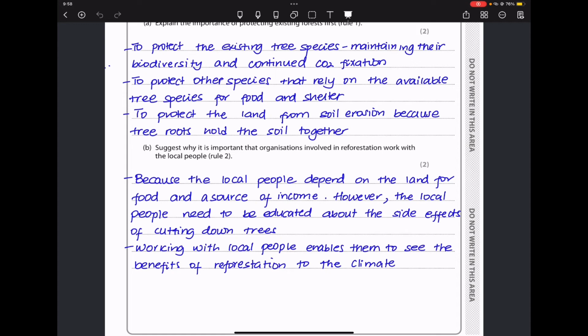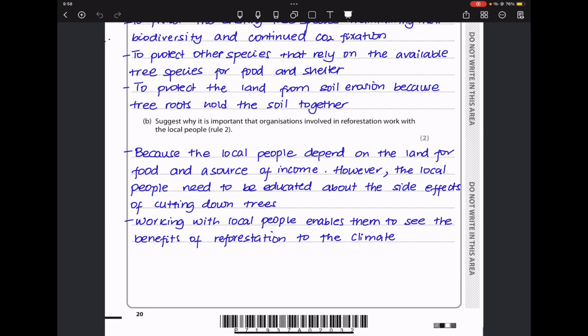In part B, suggest why it is important that organizations involved in reforestation work with the local people. The local people depend on the forest or on the land for survival, and if they're not educated, there is a chance that the reforestation effort may not be successful. Because the local people depend on the land for food and a source of income, the local people need to be educated about the side effects of cutting down trees. Working with the local people enables them to see the benefits of reforestation to the climate.